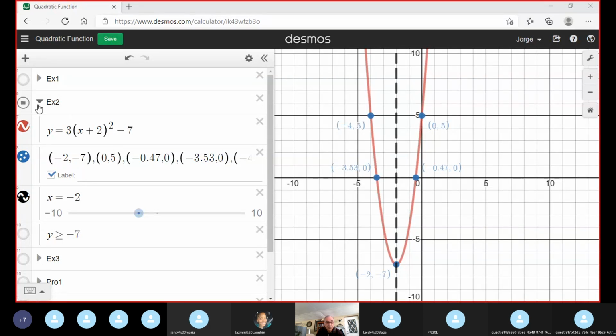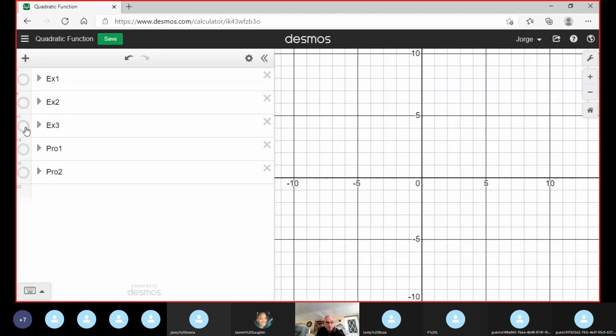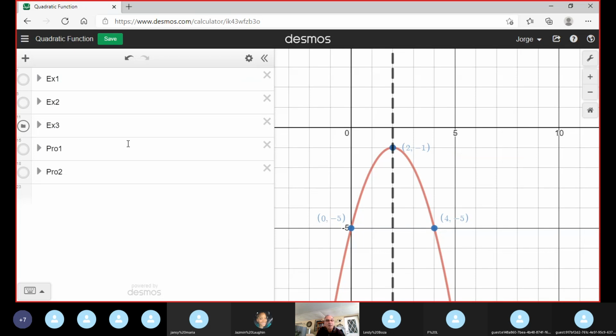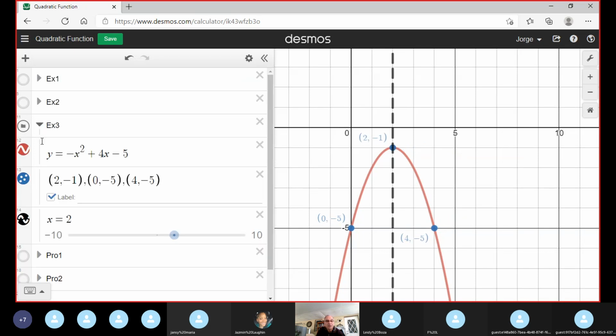Desmos now, example 3. Look at that. Now everything is clear. Okay, I plot the vertex, which is (2, -1). I plot the y-intercept, which is (0, -5). Using my imagination, and I know that the axis of symmetry is x = 2, this distance is 2 in the opposite direction, so 2 + 2 is 4, and another point is (4, -5).